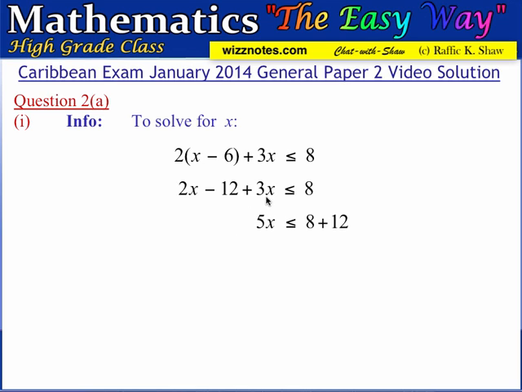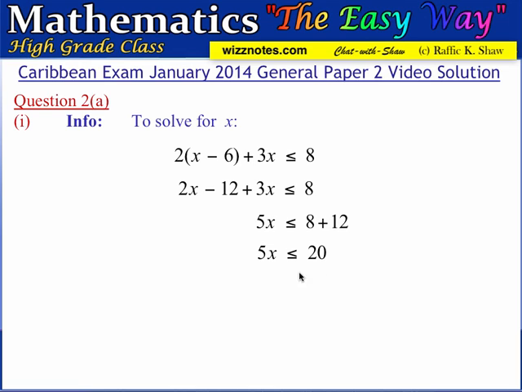The 2x and the 3x gives us 5x here. The negative 12 comes on this side to become positive 12, or we say we add 12 to both sides, and the adding of 12 on this side will eliminate this negative 12, and then on this side we have 8 plus 12. Now the 8 plus 12 here is 20, and so what we have is 5x less than or equal to 20.